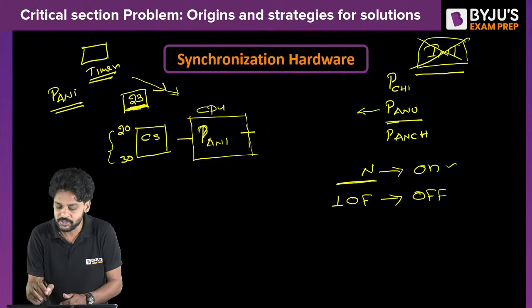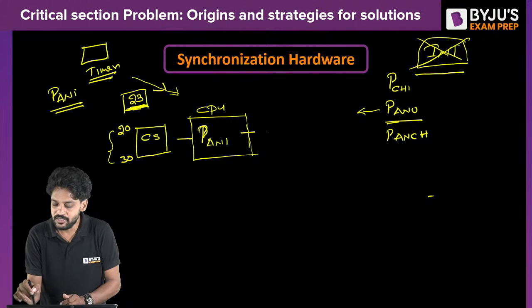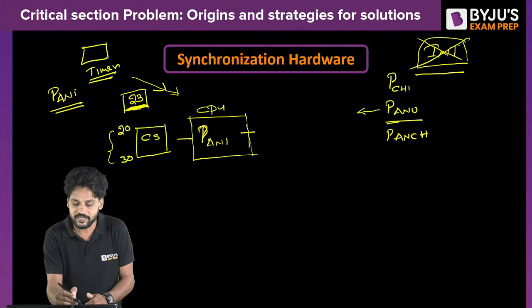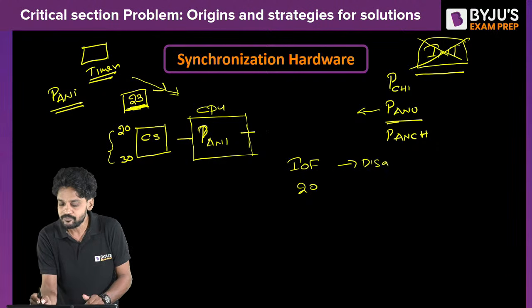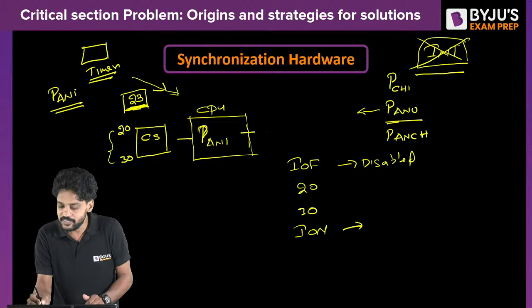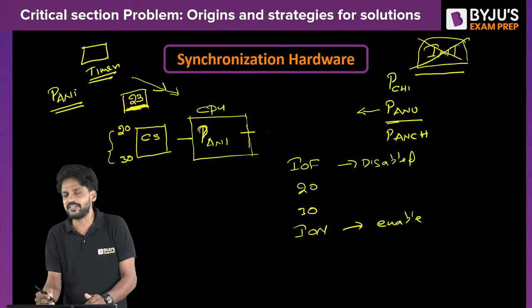So what you need to do is, what is your critical section? Your critical section is in between instructions 20 to 30. So before the 20th instruction, you write the IOF instruction. Interrupts will be simply disabled. Right after the 30th instruction, you will execute ION. That means interrupts will get enabled again. You can get preempted after the 30th instruction.